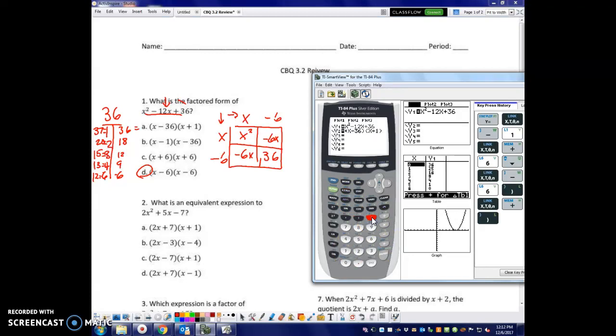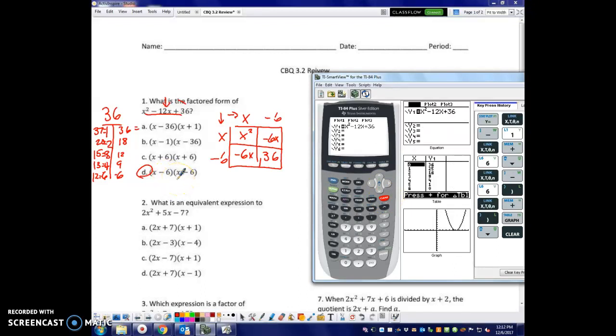Okay, you hit graph. There's the other one. And then if you look at the table, which hits second graph, and you'll go to the table, do the tables match? No, they don't. So that tells you that that's not the right answer. Let's put in the right answer. The one we've already found is the right answer.